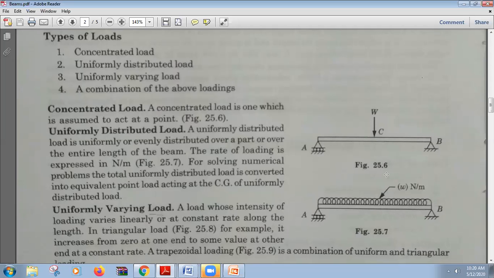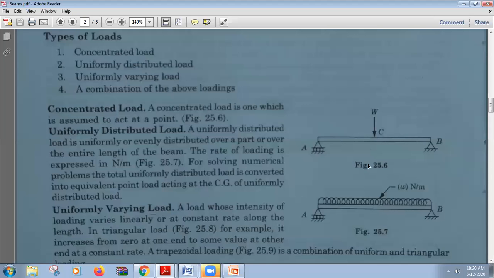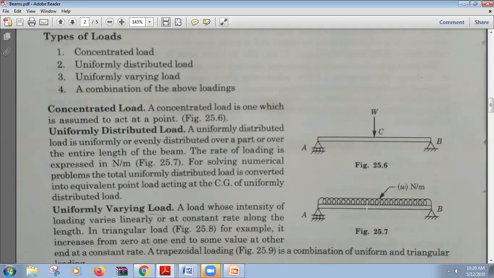But one more point: no calculation can be made with the uniformly distributed load as it is. In all the calculations, we have to convert the uniformly distributed load into a point load, and this conversion is very simple. When the uniformly distributed load is given as newton per meter, this force per unit length is multiplied by the span. If it is 7 meters, then 7W newtons.